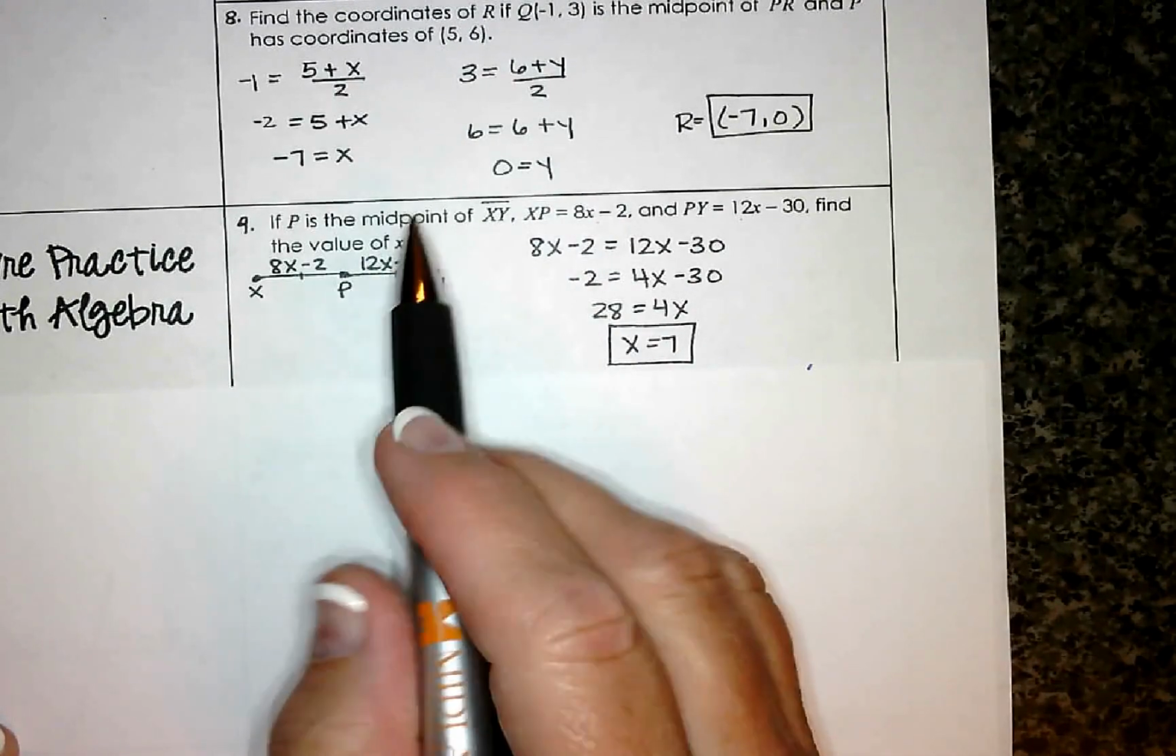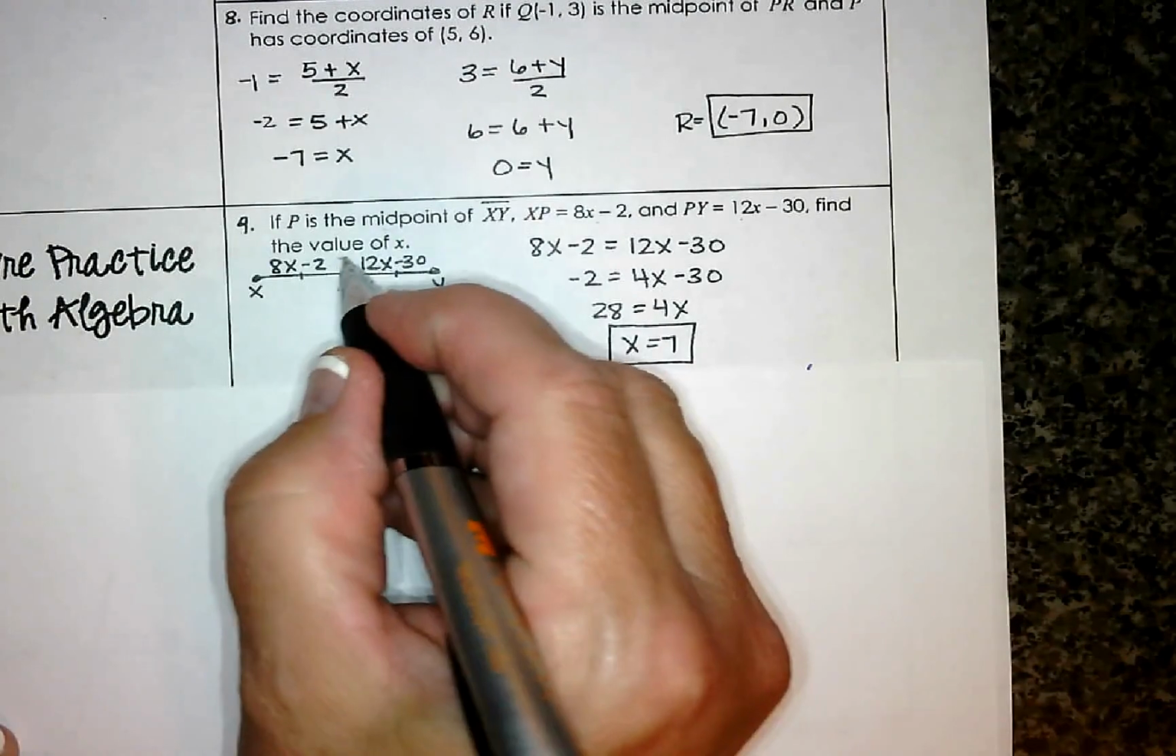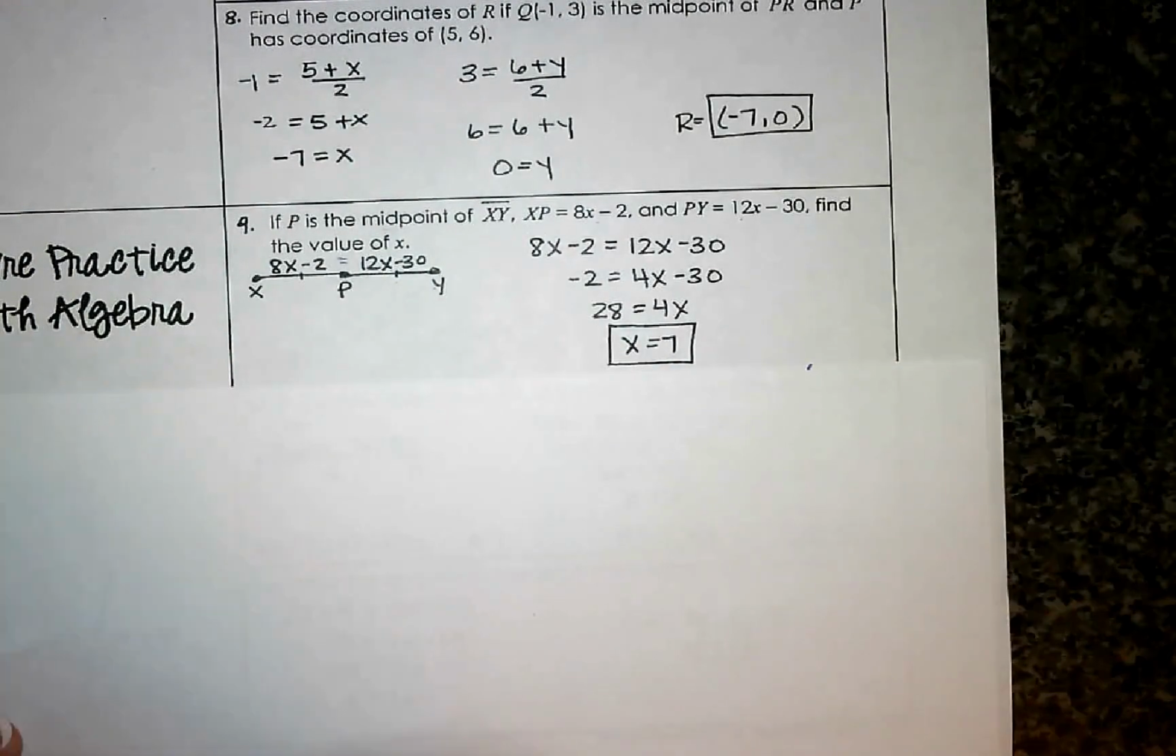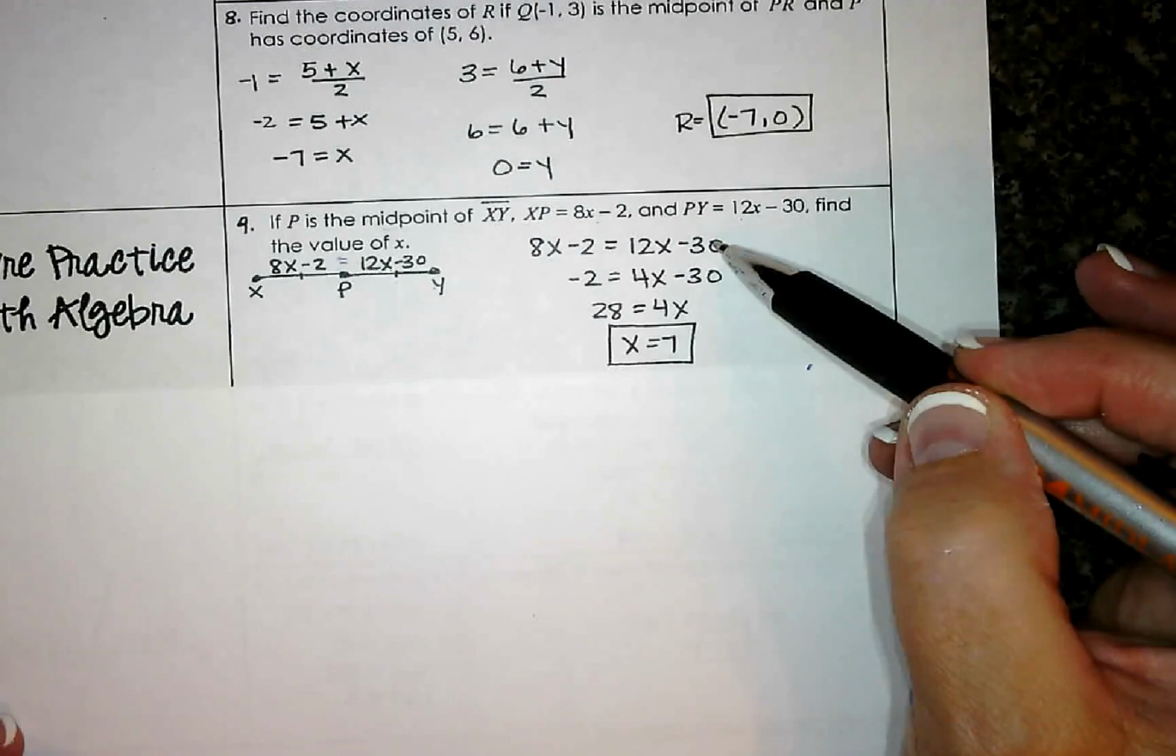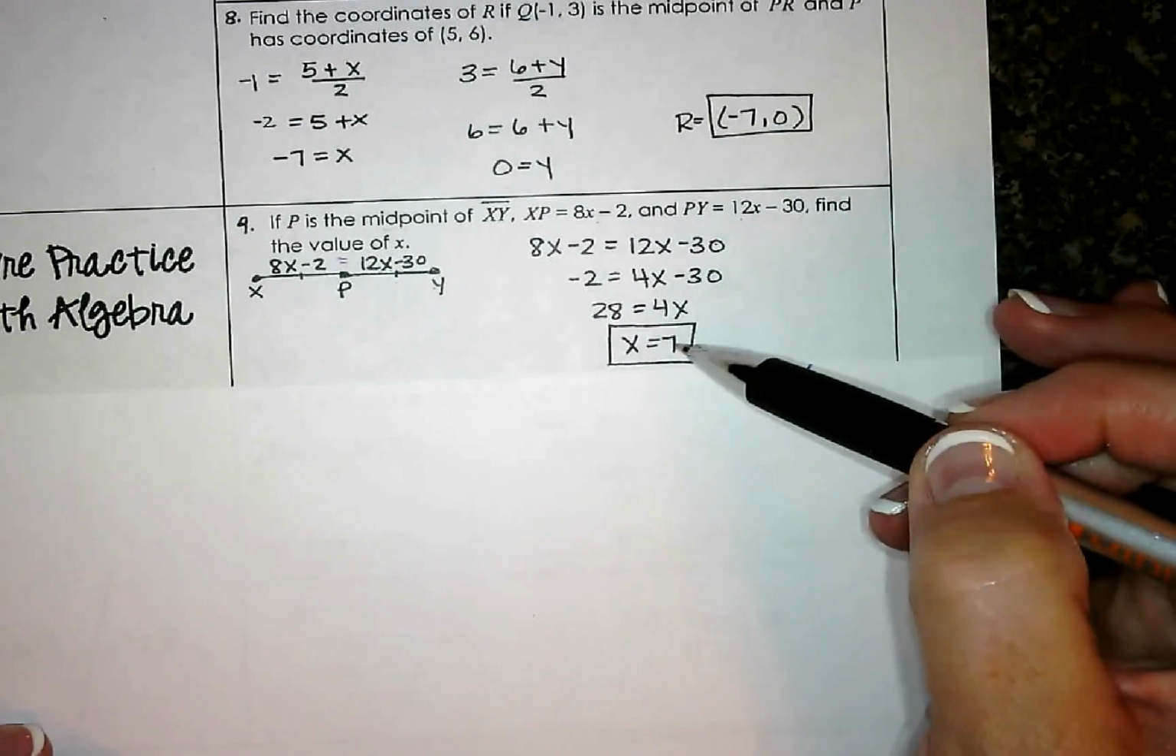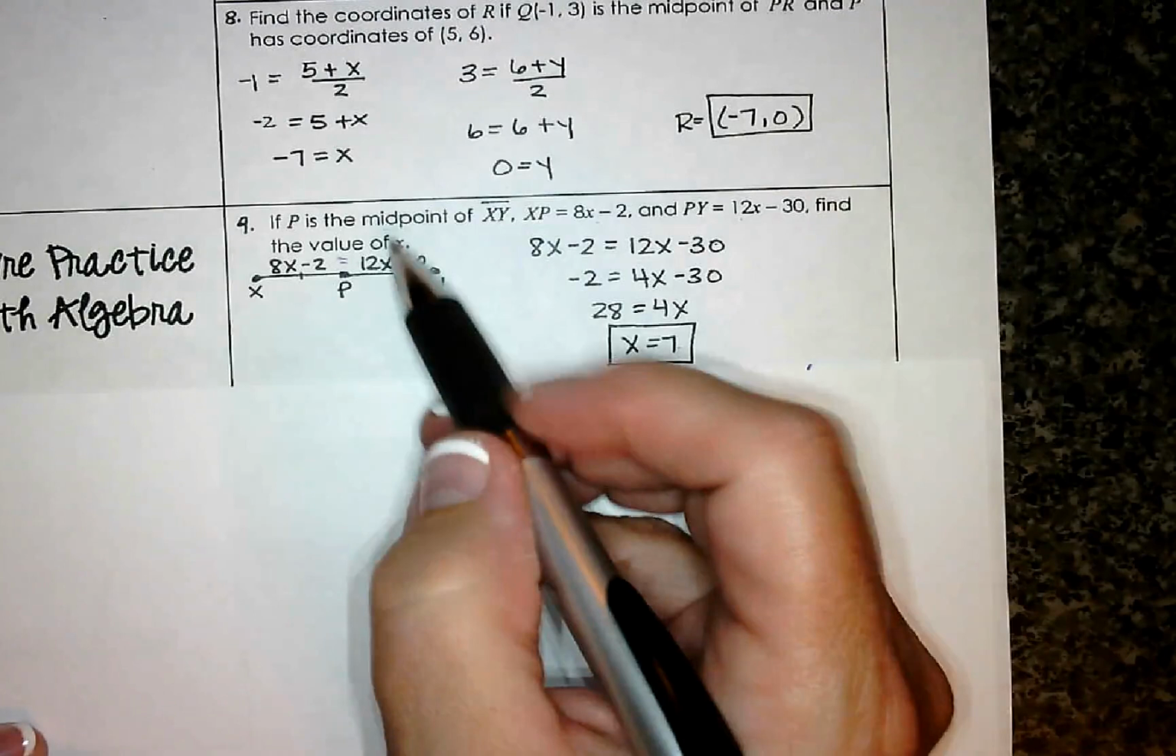Now, because it's midpoint, we know that that's an equals. See how they wrote the equation over here? Work it out, you get x equals 7. Go back and double check that's what they want you to find. Done.